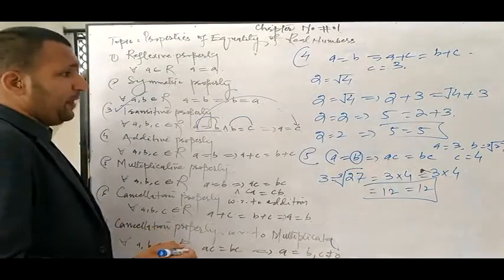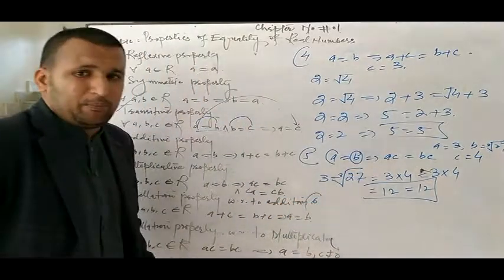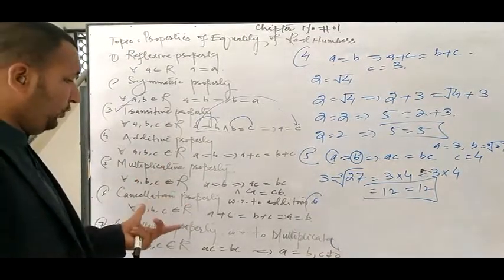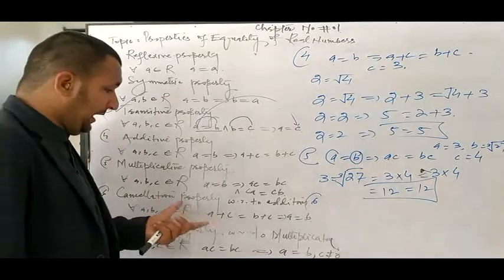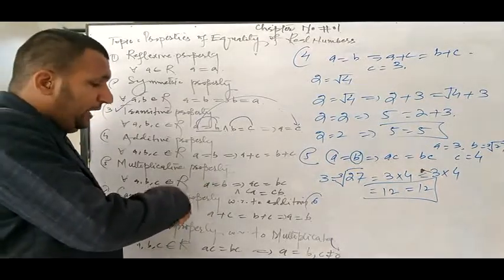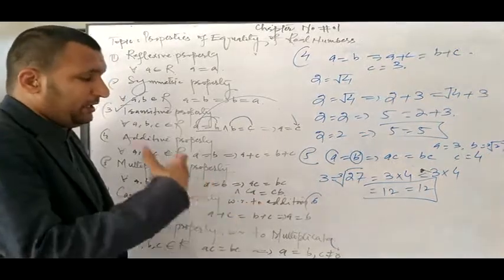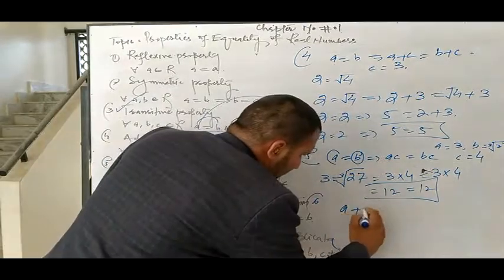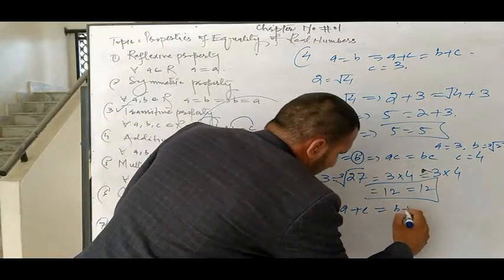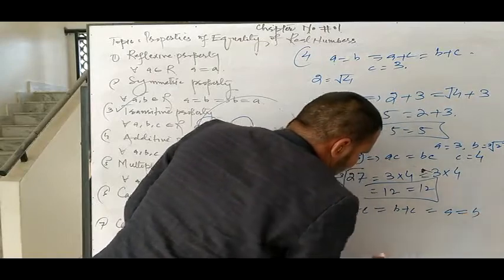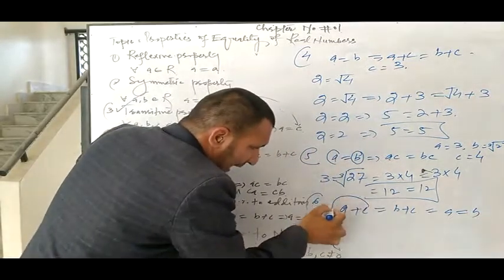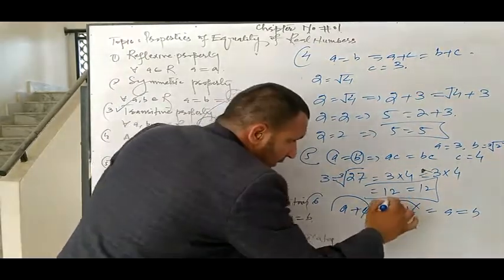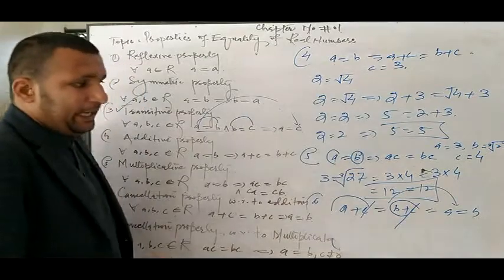And property number 6 is the cancellation property of addition. We take two values from real numbers, then add the third value, and then we cancel it, but the property is satisfied with the first value. A plus C is equal to B plus C, then A is equal to B. Means if we add a value to A and to B, and then we cancel that value, then A is equal to B.